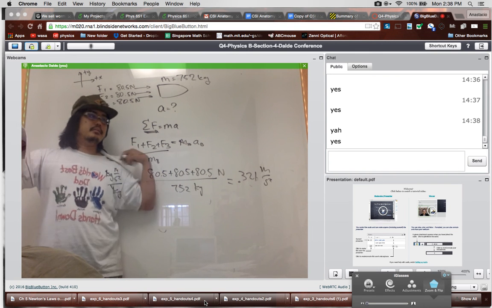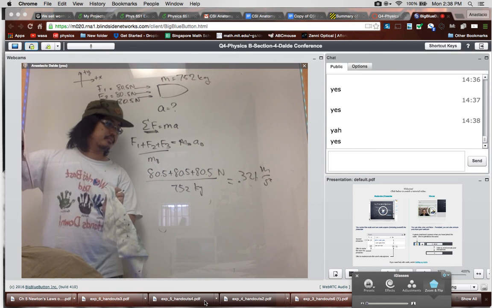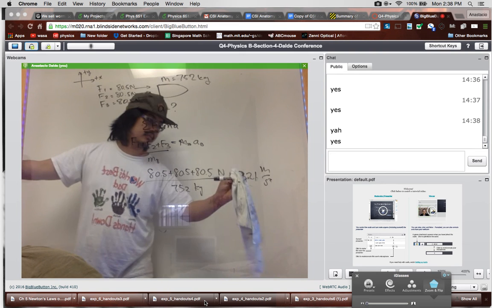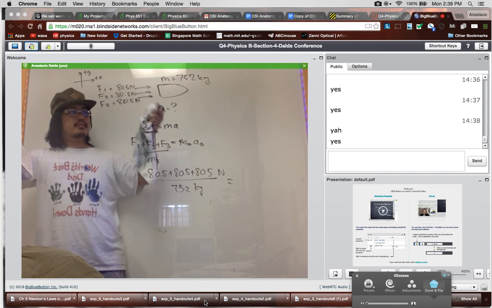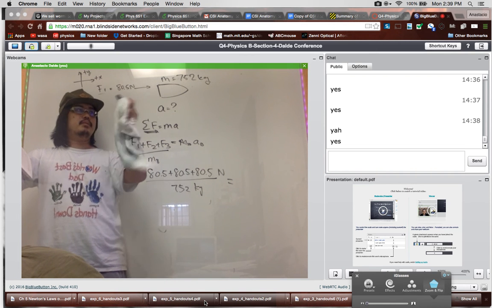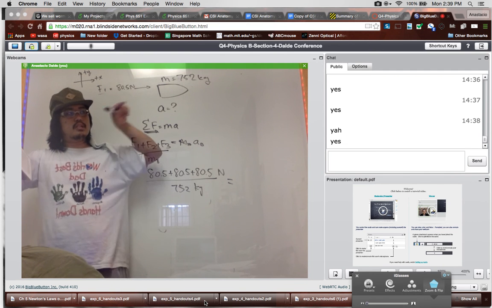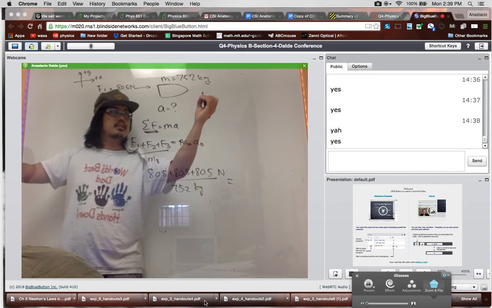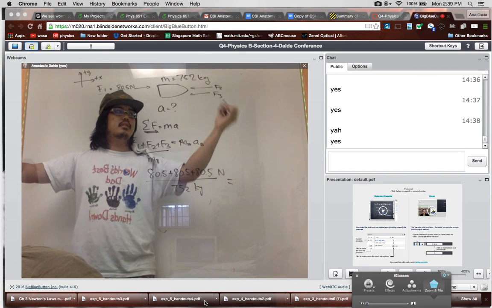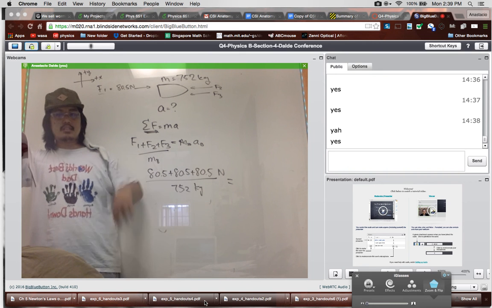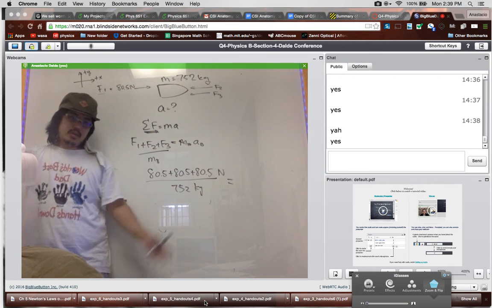All right. So let's do this problem now. What if I have the same three people pushing the boat, but this time force 1 is going to be pushing the boat in the positive x direction, but force 2 and force 3, those idiots are pushing it in the negative x direction. Got it? What is the acceleration of the boat?